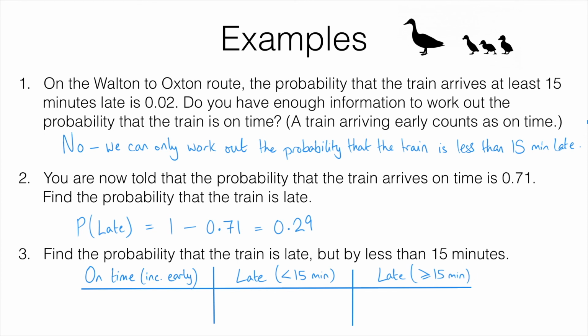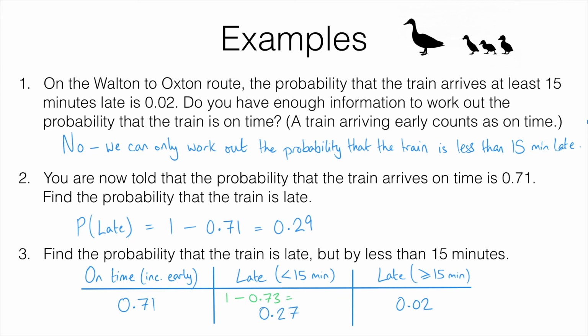We know 2 of the probabilities to put into this table already. The probability that the train is on time, we know from question 2, that's 0.71. From question 1, we know the probability that the train arrives at least 15 minutes late is 0.02. From everything we've done in this lesson, we should know now that these probabilities need to add up to 1. So these 2 add up to 0.73, which means you can work out the missing probability by doing 1 minus 0.73, and that equals 0.27.